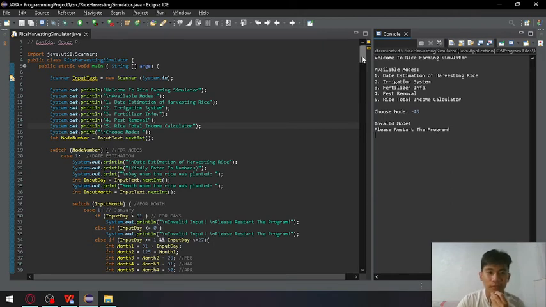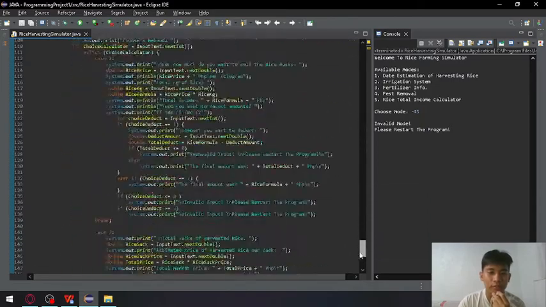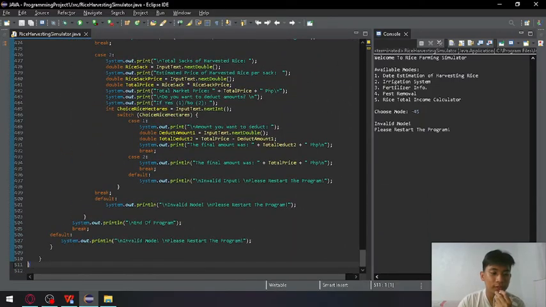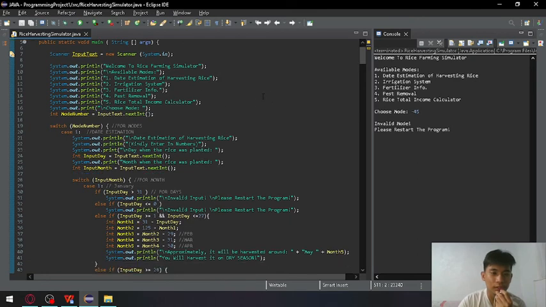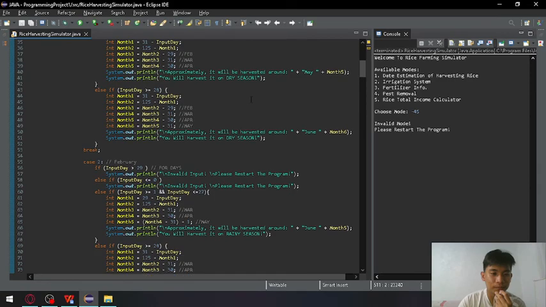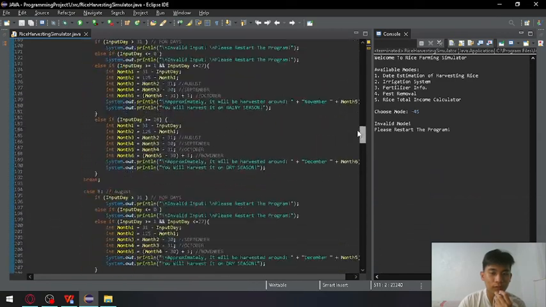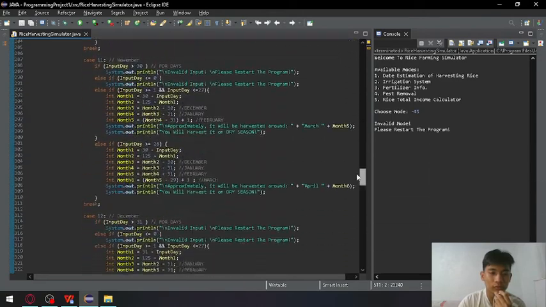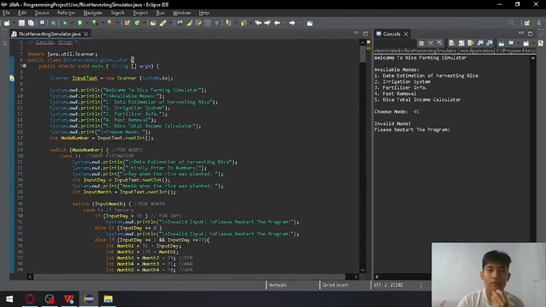This program took about 511 lines of code, using only switch and else if statements. Here is a quick scan of my program. So this is all about the rice farming simulator. Thank you.